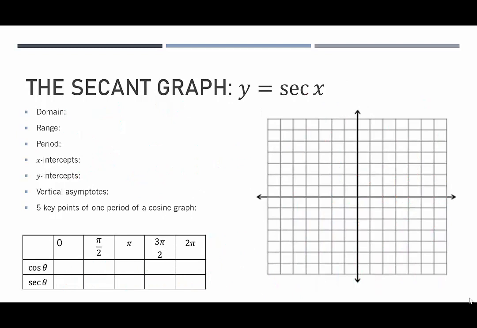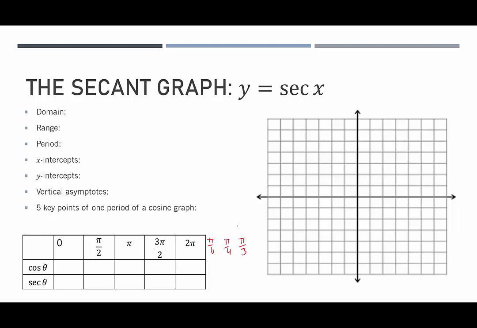The next graph we're going to look at is the secant graph. So secant, you might recall, is the reciprocal of cosine. So we're going to compare cosine to secant. And again, just like with the other two, we'll start with the table at the bottom. I'm also going to add those additional rows of pi over 6, pi over 4, and pi over 3.